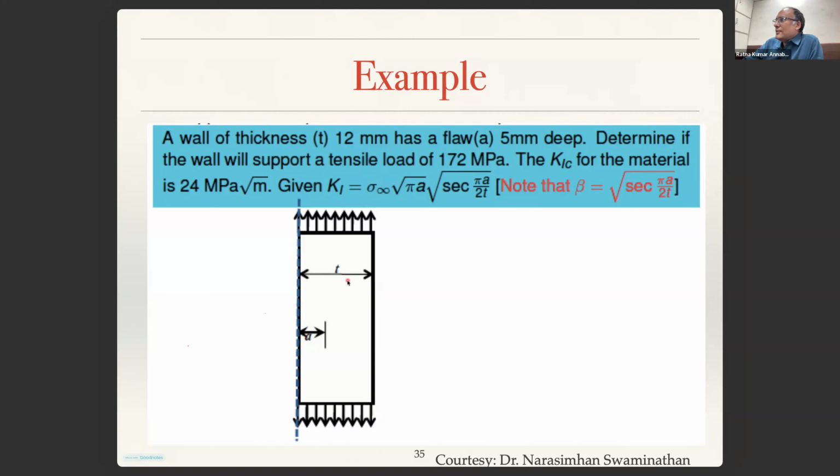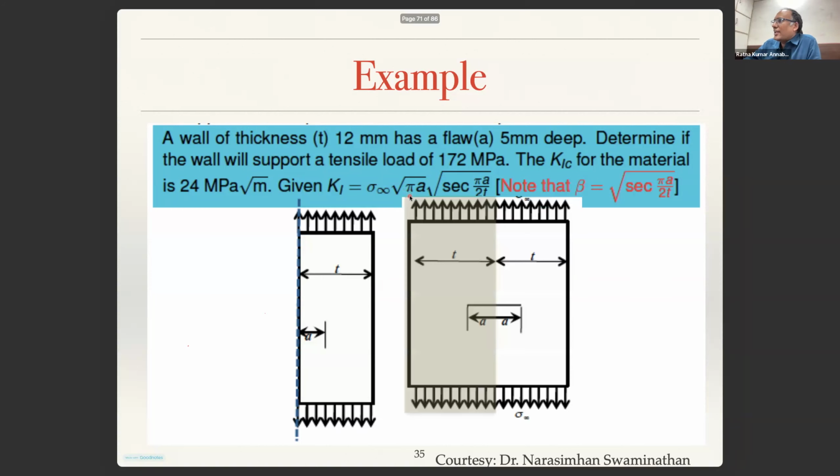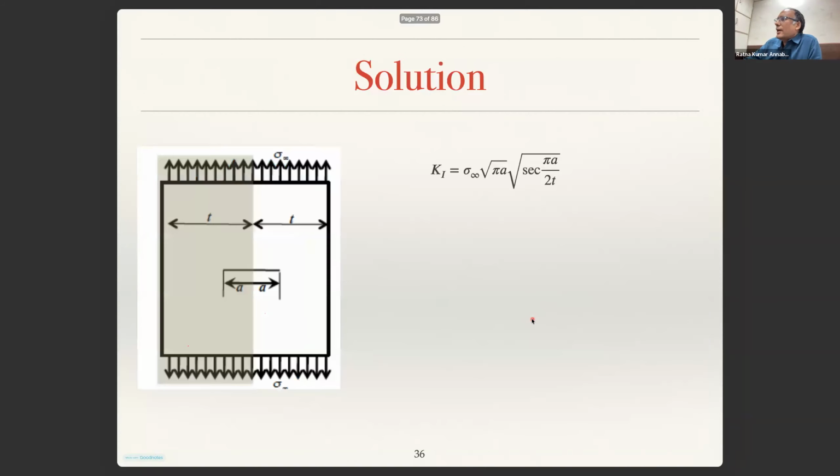There are two ways. Because K1 is sigma root pi a for a central crack problem. So all that I can do is create a mirror symmetry, and then this can be seen as a central crack with length 2a, right? And K1 is that, so I can compute K1 and see if a failure occurs if K1 is greater than or equal to K1C, otherwise it does not.